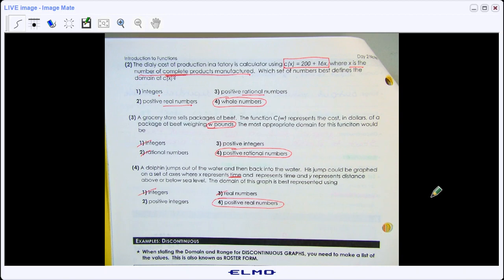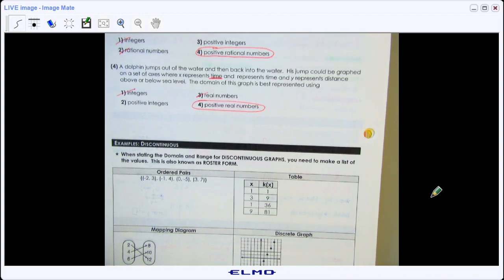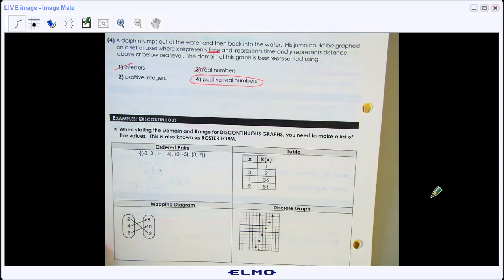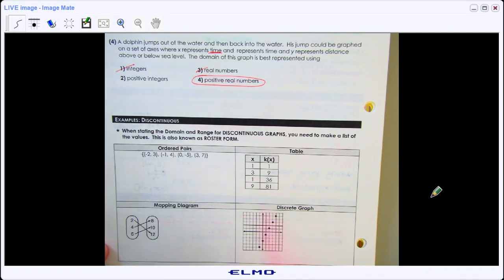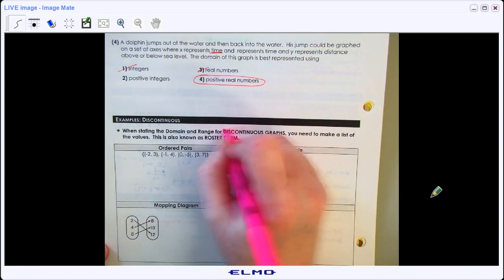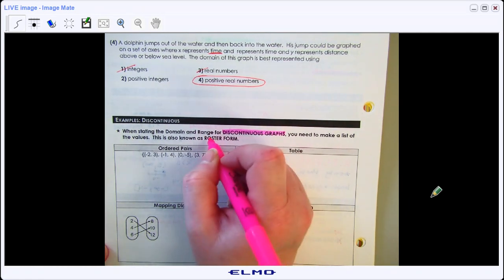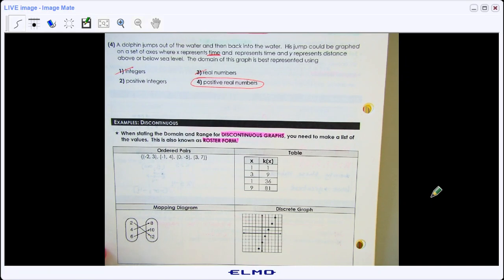All right, so let's switch our thinking a little bit. We're going to move now on to our discontinuous graphs, and then we're going to take a look at some continuous graphs. And we will practice our different notations. So when stating the domain and range from discontinuous graphs, you need to make a list of the values. This is also known as roster form.